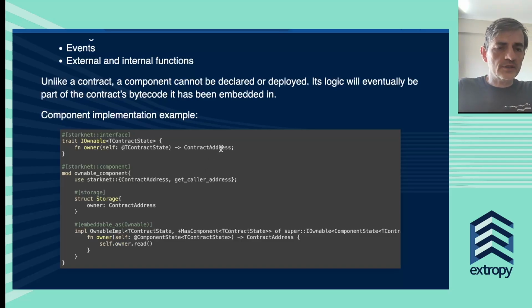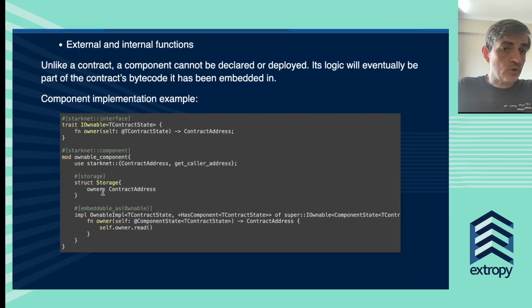us an address. And then for the declaration of the component itself, we need the component attribute here, and then we can use that on the module for our definition of the component. We want to import some items, some functions from Starknet, so we can do that. We want to have some storage within our component, so we can declare that. So we have our storage struct here. It has one field, which is owner, and that is of type contract address.